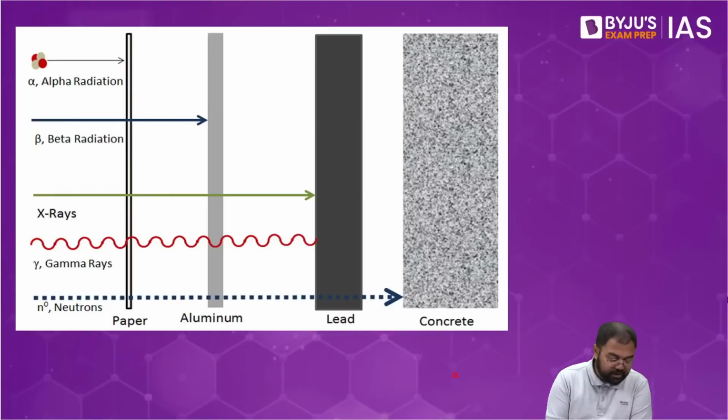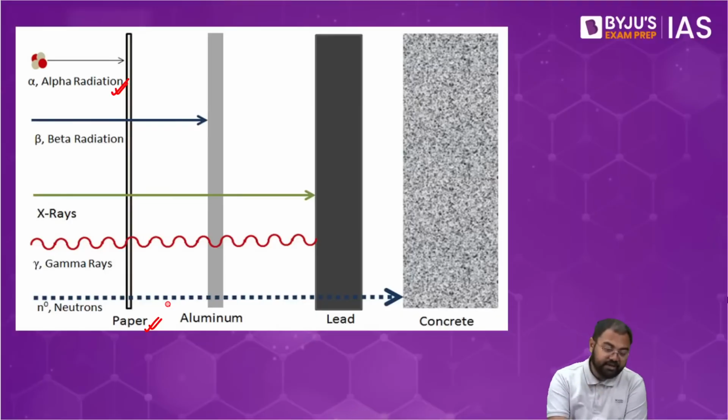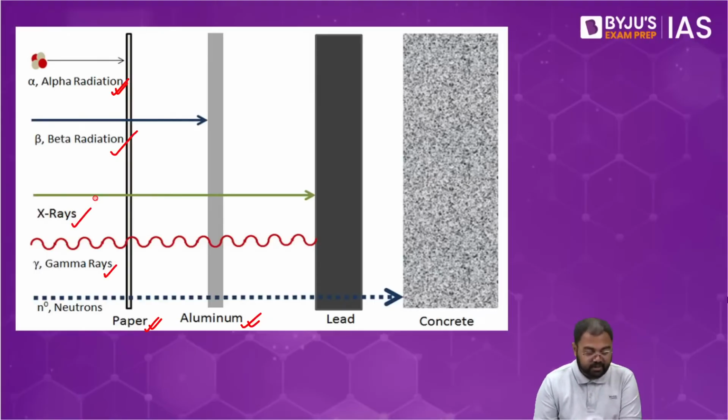Overall, when it comes to alpha, beta, and gamma radiations, alpha radiations have the least amount of energy. So even a thin sheet of paper will be able to stop alpha radiations. Beta radiations have higher energy, so we need a thin sheet of metal like aluminium to stop beta. Gamma radiation has very high energy, same as X-rays, so we need a thick sheet of lead to stop gamma radiation or even X-rays.